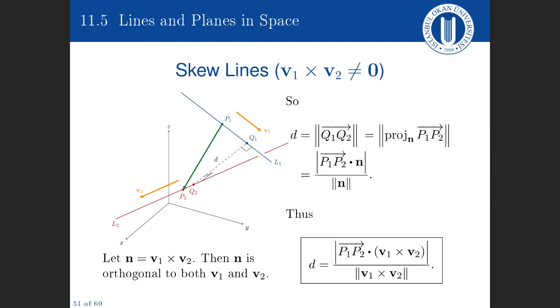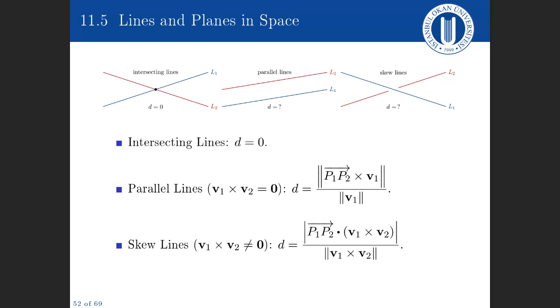So the distance between skew lines must be the absolute value of P1P2 dot V1 cross V2 divided by the norm of V1 cross V2. This is our formula. Now let's look at some examples.